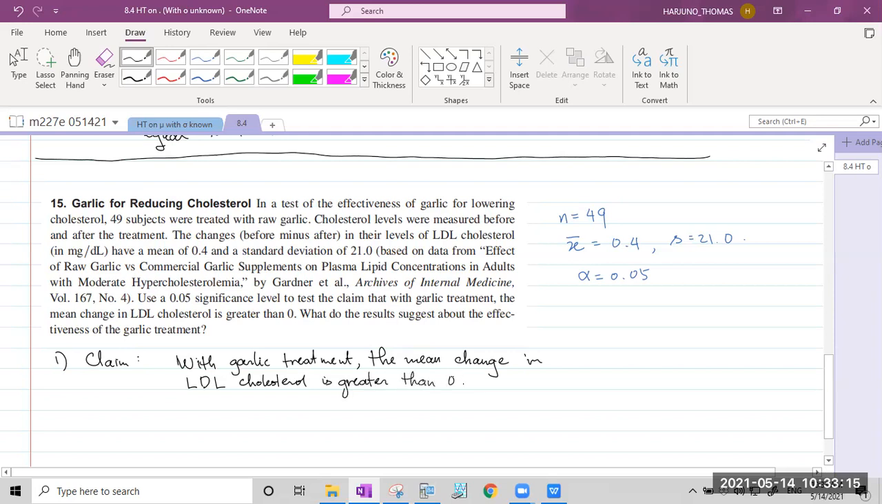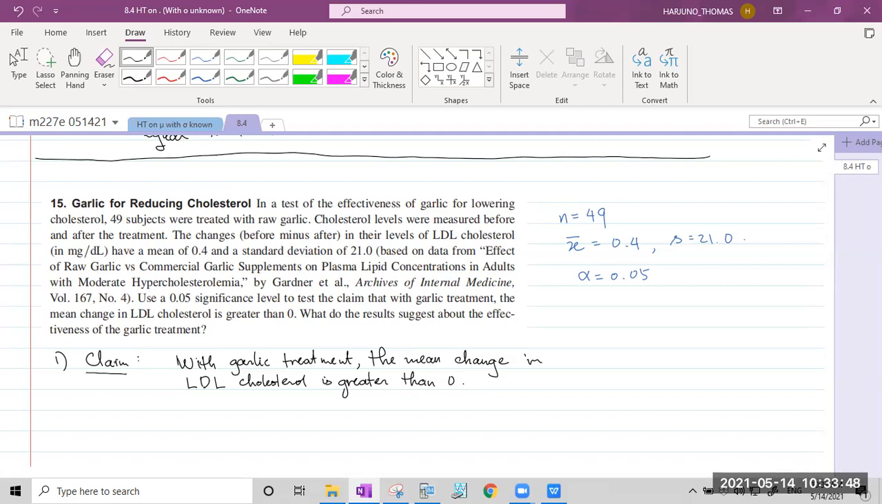By the way, statistics is heavily used not only in social life, social justice, social sciences, but also in medicine. Like in this case here, can we say that garlic actually reduces cholesterol? You will see later on the result will be no, it doesn't. There's insufficient evidence to support that.